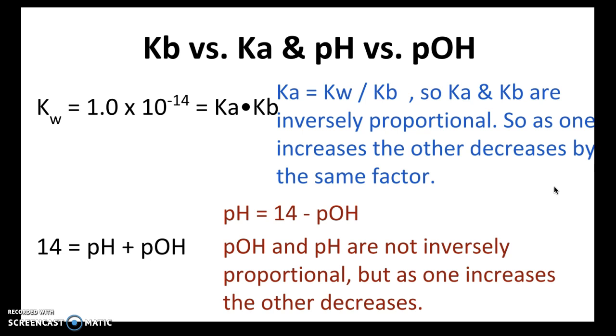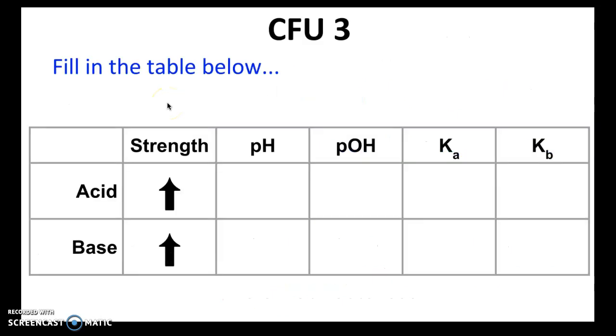A couple of final notes here before I have you try the next CFU. It's important to note that Ka and Kb are inversely proportional, meaning that as one increases, the other one decreases by the same factor. And pH and pOH are not inversely proportional, but as one increases, the other one decreases. So again, we can use these two equations. It's no coincidence that the equations all have this 14 in them, and that just has to do with the fact that we're dealing with a water solution.